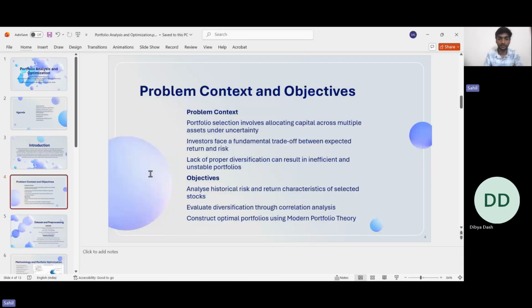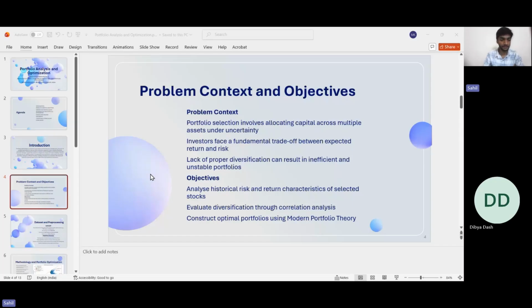Move to the problem context and objectives. So the first thing is portfolio selection, and it means deciding how to invest money across different assets. And this is not easy because the market is uncertain. So investors always face a trade-off between return and risk. Higher returns usually come with higher risk. Also, if investments are not properly diversified, the portfolio can become inefficient and unstable.